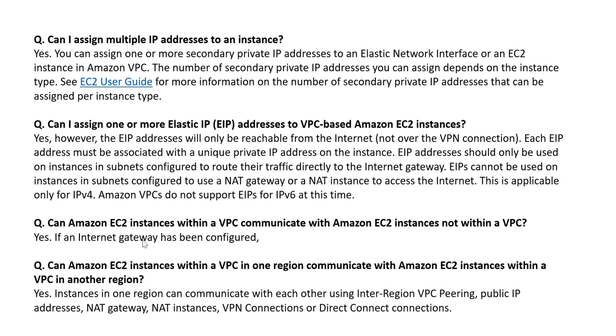Can Amazon EC2 instances within a VPC in one region communicate with Amazon EC2 instances within a VPC in another region? It can communicate through inter-region VPC peering. This is very important. But there are other mechanisms as well. They can also communicate through public IP addresses, NAT gateways, NAT instances, VPN connections, and Direct Connect connections. So between these two regions, we can create a Direct Connect connection, we can create a VPN connection, or we can also route it through NAT gateways and instances. So there are multiple options.